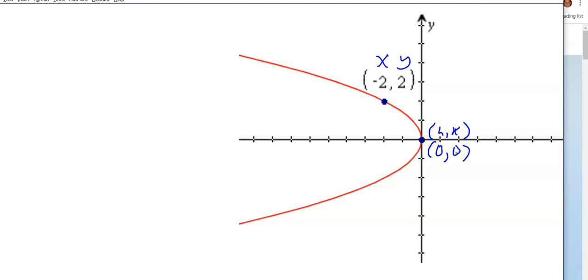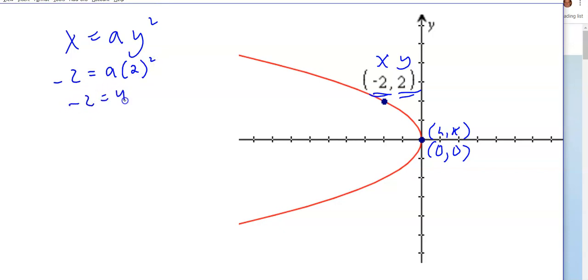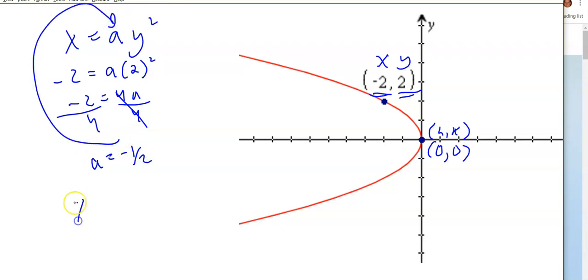So we have 2 points on this parabola. We know it's a parabola. Hopefully you see it and go, oh, that's an x equals parabola. This is a sideways parabola, so x equals a y squared, because the vertex is at the origin. Do you see what you can do? x is -2, y is +2, and we get -2 equals 4a. Divide by 4, get a equals -1/2. So my equation, if you plug it back in, is x equals -1/2 y squared.